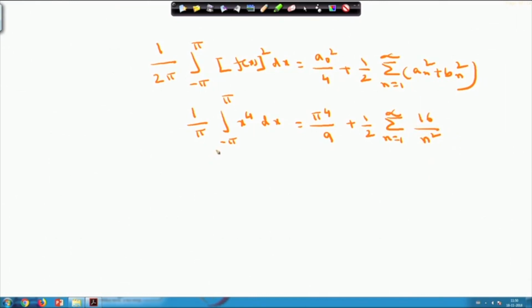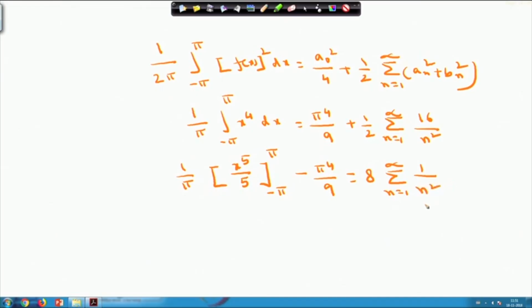So, if I evaluate again this, I will obtain 1 by pi into x to the power 5 divided by 5, from minus pi to pi, minus pi to the power 4 by 9. This will be equal to 8 into summation n equals 1 to infinity of 1 by n square.